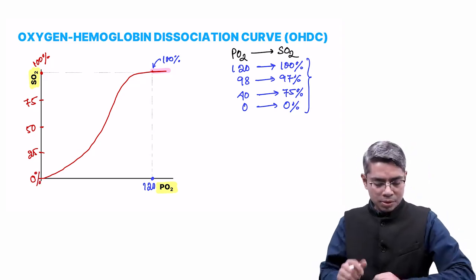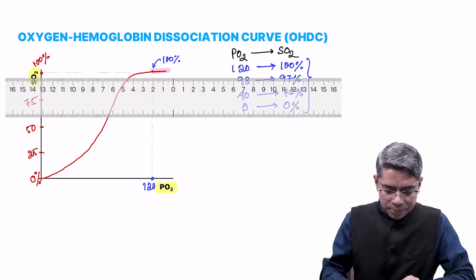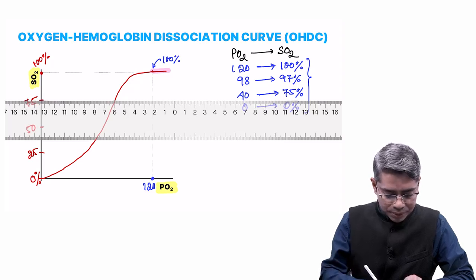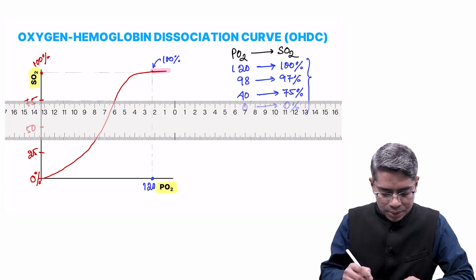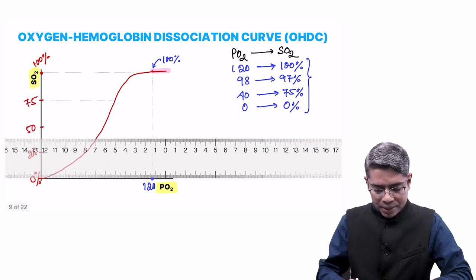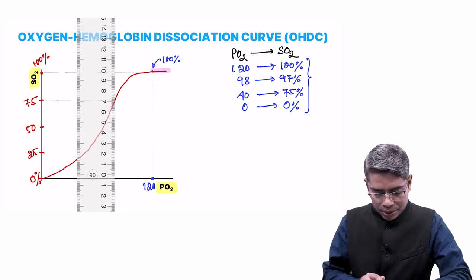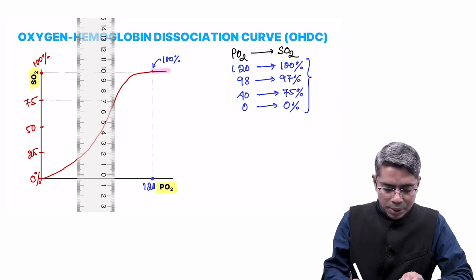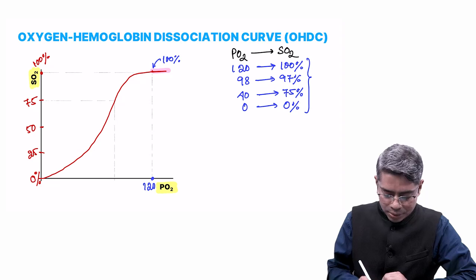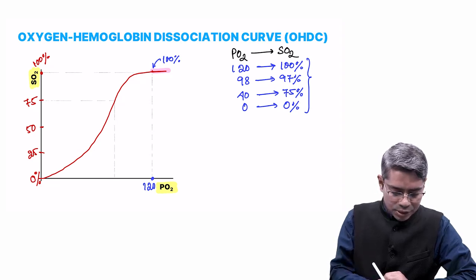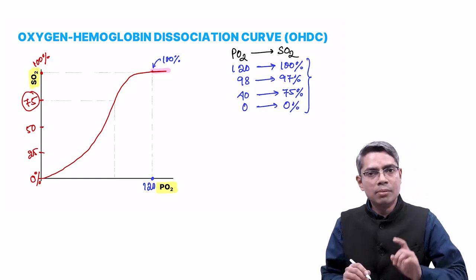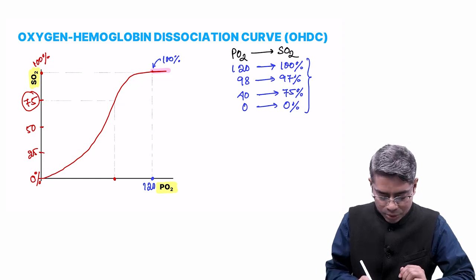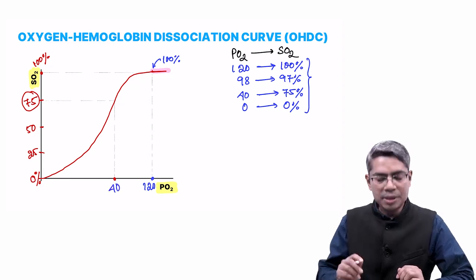Okay. So for 75% saturation, suppose I drop a perpendicular from this 75% saturation on this curve, and from there I drop another perpendicular on the x-axis, so this is the partial pressure of oxygen which is required for 75% saturation. Could you recall what was the value for 75% saturation? How much partial pressure of oxygen do you require? That is 40 millimeter of mercury.